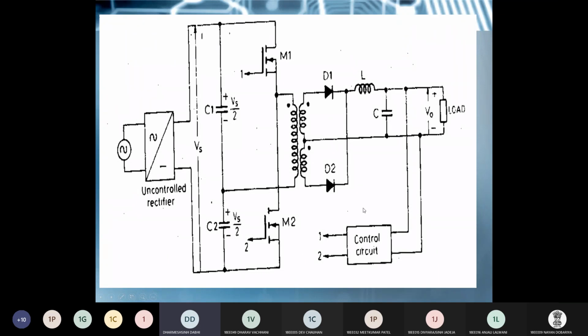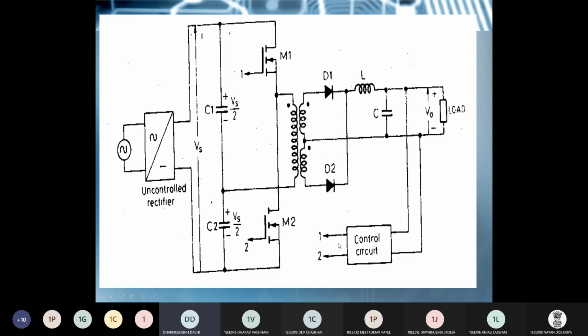Okay. So this is the operating principle of this half-bridge SMPS. The half-bridge SMPS name is given because at the load side you get half of the supply voltage. Here you can see that when M1 is on, at the primary winding you get Vs by 2, and the same voltage you get across the secondary, or you can say across the load also. So at a time you get half of the supply, so that's why it is called a half-bridge SMPS. And this is a control circuit.